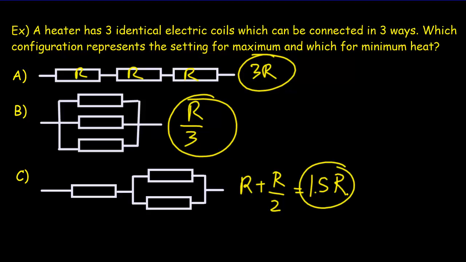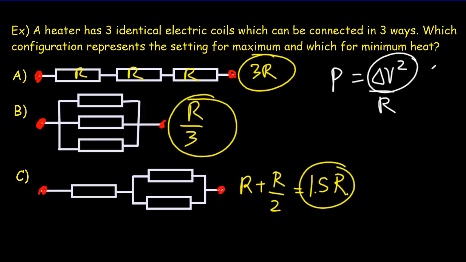Now, keep in mind that we've got the same voltage across the heater in all three situations. So if we consider this expression for power, power equals delta V squared all over R, and delta V is the same, then whenever we increase the resistance, we're going to decrease the power. Now what we're asked to do is rate this from maximum power to minimum power. So when we have the minimum resistance, we'll get the maximum power.